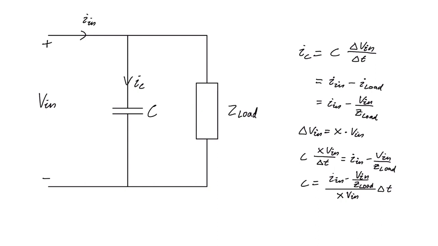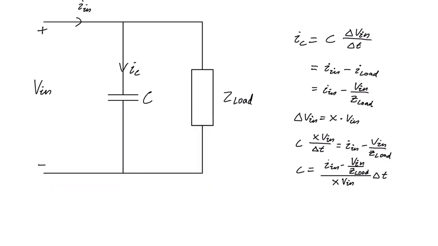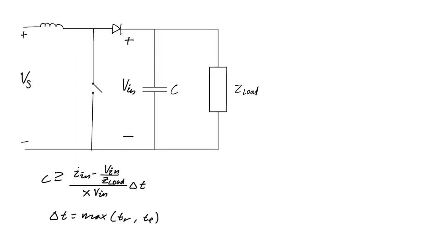So this is the exact capacitance that you want if you want the specific ripple voltage. But just to stay on the safe side, the capacitance should be larger or equal to this expression. So the delta in time, I didn't explain that, but that should be the maximum. So max of T rise and T fall.